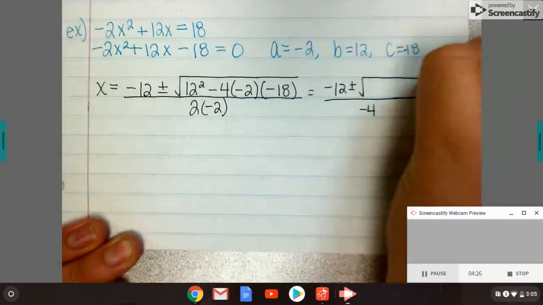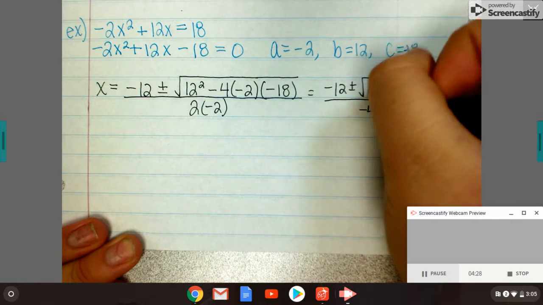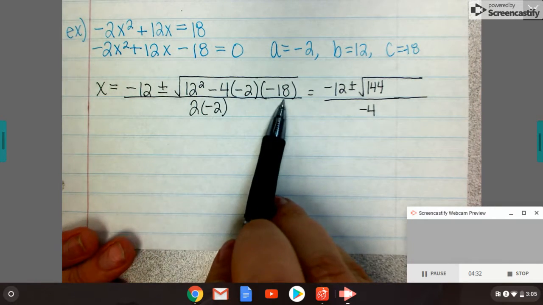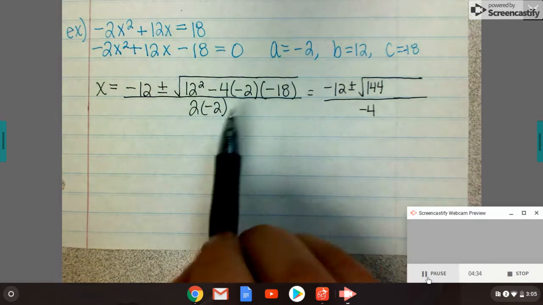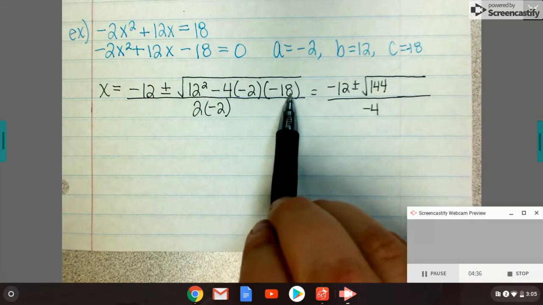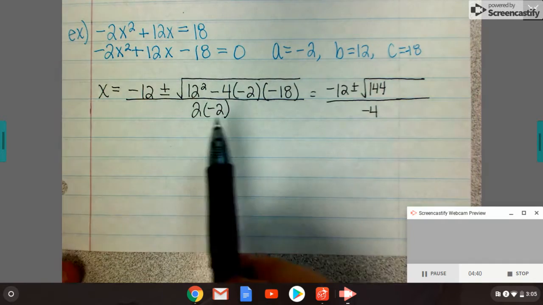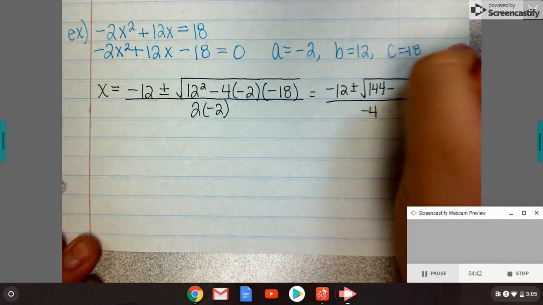On the inside of my radical, 12 squared is 144. And I've got 4 times 2 times 18. 4 times 2 is 8. 8 times 18 is also 144. And I've got 3 negatives, so this will become a negative.